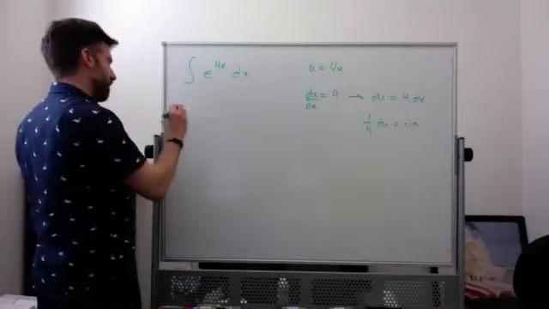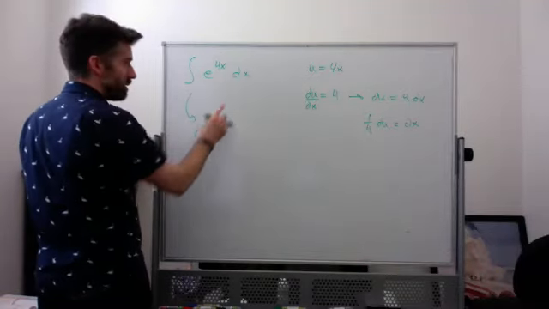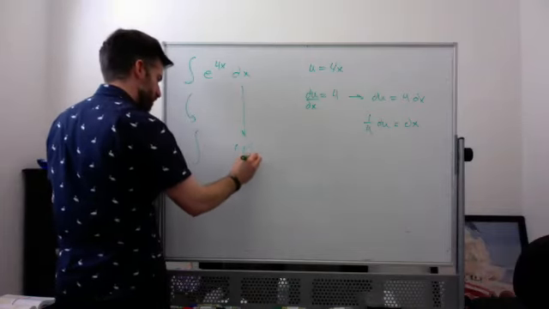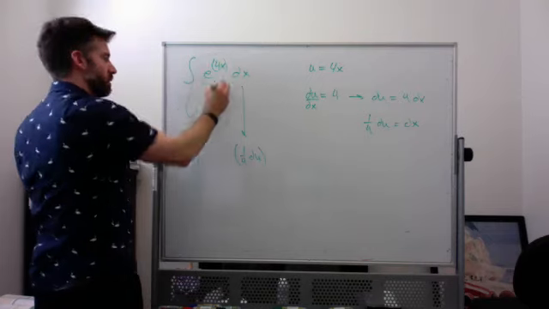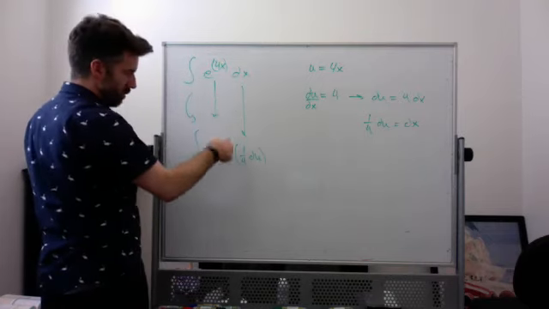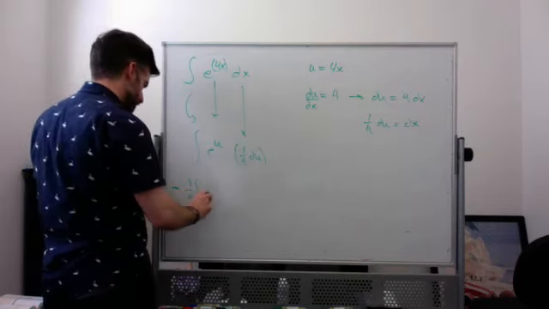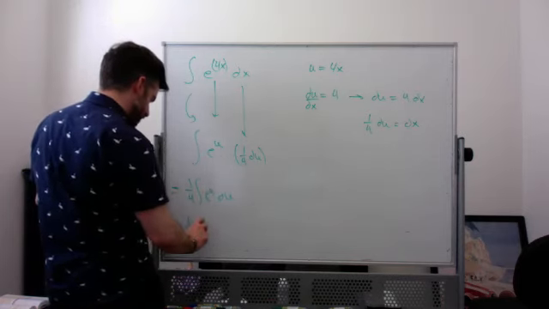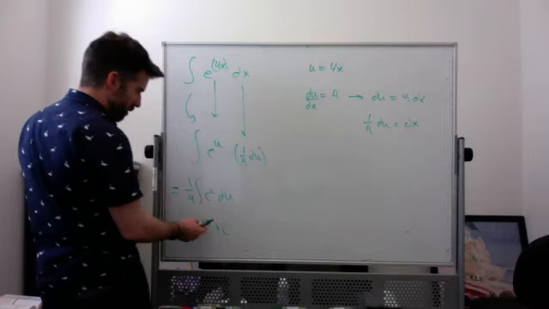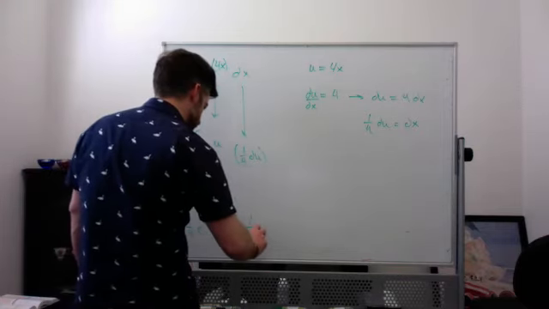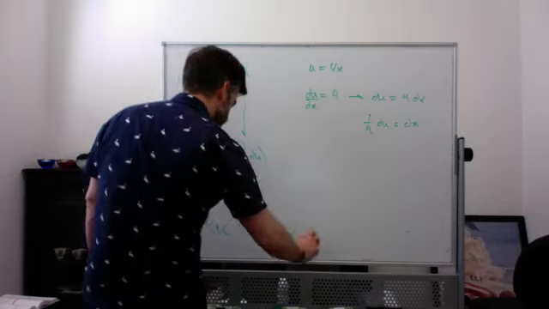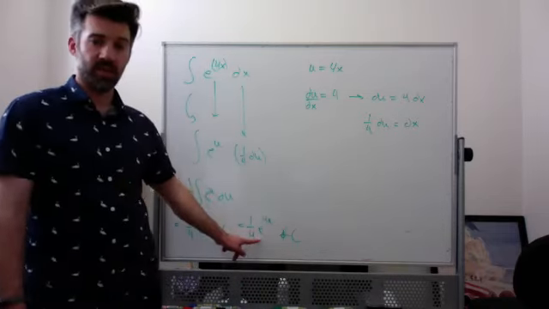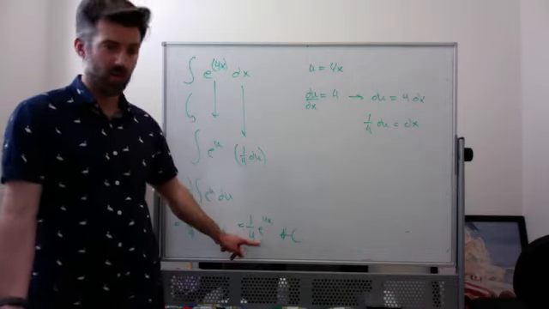I can do it the long way and say, okay, well, dx is 1/4 du, and e to the 4x is e to the u. The 1/4 comes out. Integral of e to the u is e to the u. And then u is equal to 4x. And that makes sense, because if I were to differentiate this, the derivative of e to the 4x would be e to the 4x times 4, which would cancel out with that 4 there.